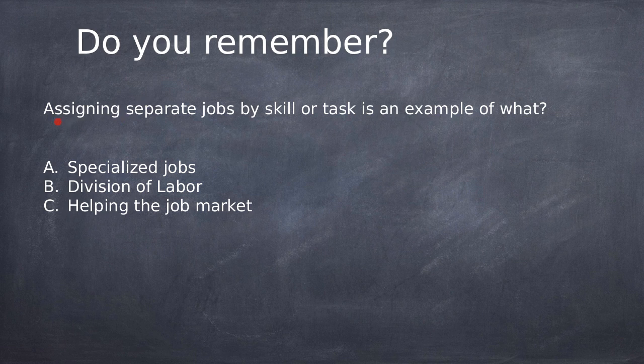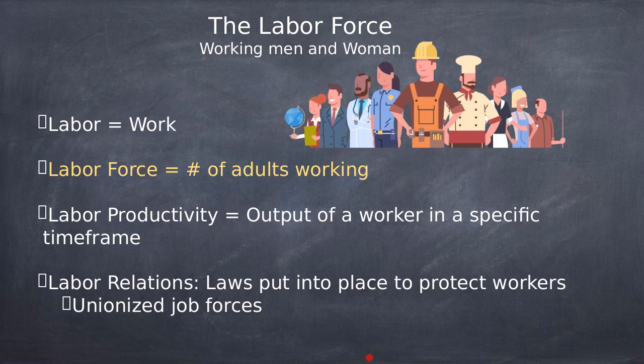So do you remember assigning separate skills by job or task is an example of what? That is going to be specialized jobs. I take that back. That is not specialization. That is division of labor, guys. So the labor force, all the labor force is working men and women. Labor equals work. Labor force equals the number of adults working. So whenever I ask you what the labor force means, you're going to say it's the number of adults working.